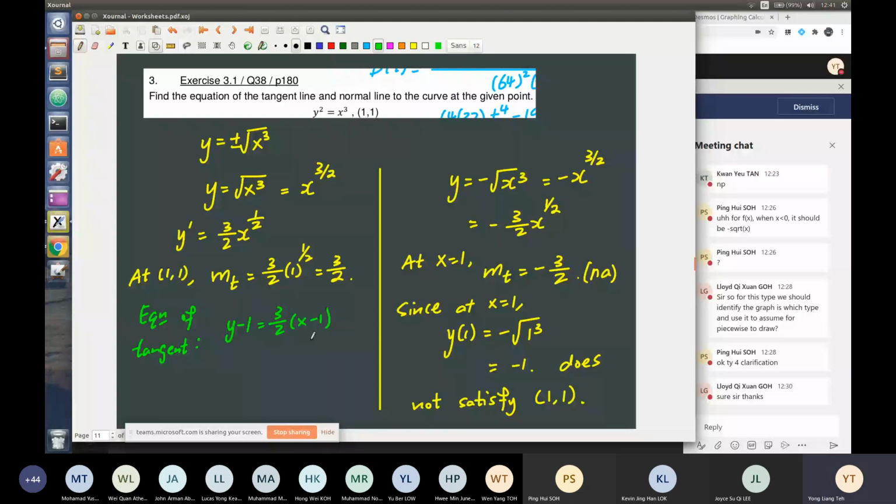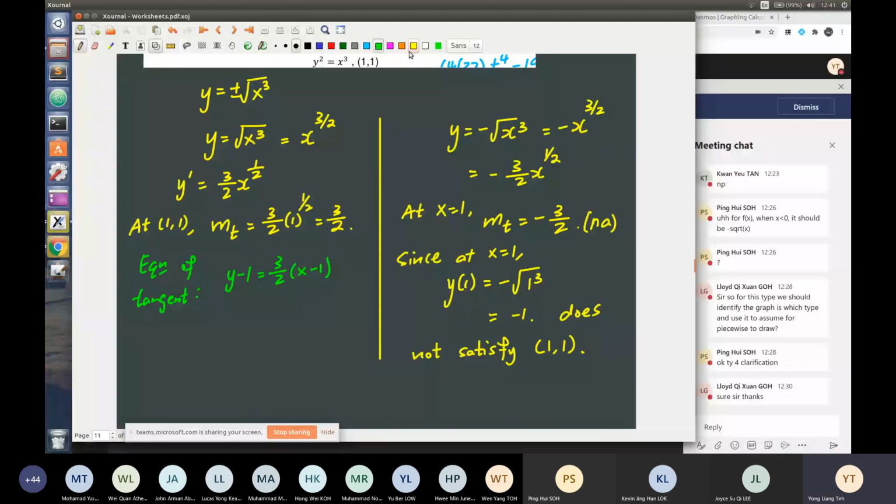Hence the equation of the normal will be just using the same point (1, 1). The gradient of the normal is just minus 1 over the gradient of the tangent. So it's really just minus 2/3. Hence the equation of normal is y minus 1 equals minus 2/3 (x minus 1). You can work the equations out to put it in a proper form, y equals mx plus c.